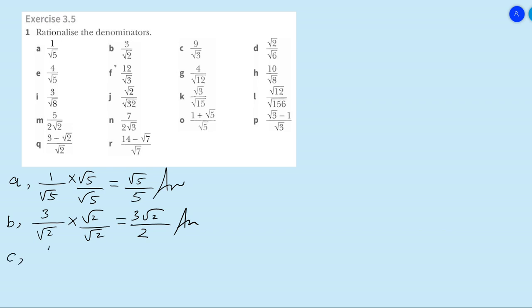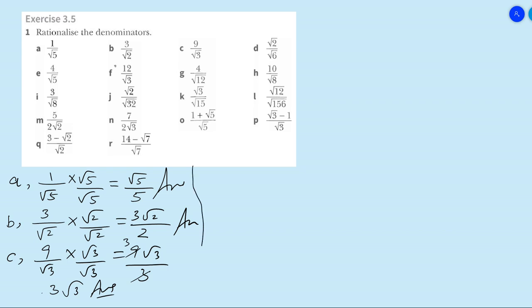Part C. 9 upon root 3. Multiply and divide by root 3. 9 into root 3 is 9 root 3. Root 3 into root 3 is root 9, and square root of 9 is 3. But we have to cancel this 3 by 9. 3 3s are 9. So the final answer of part C is 3 root 3.